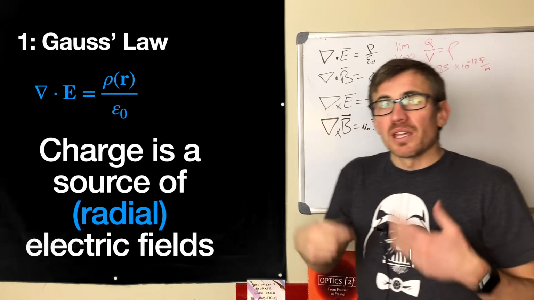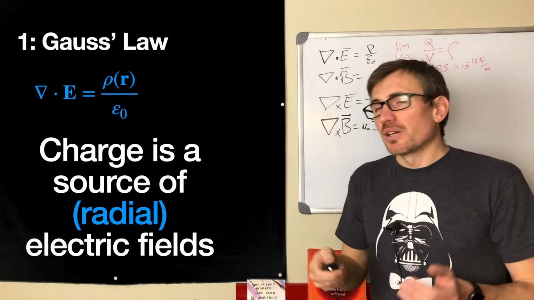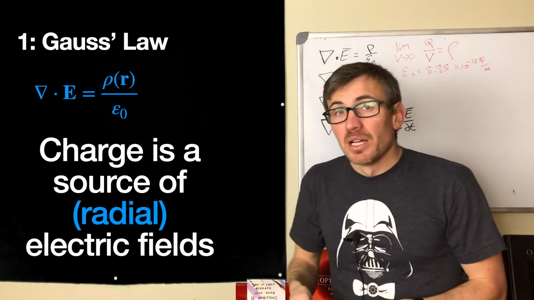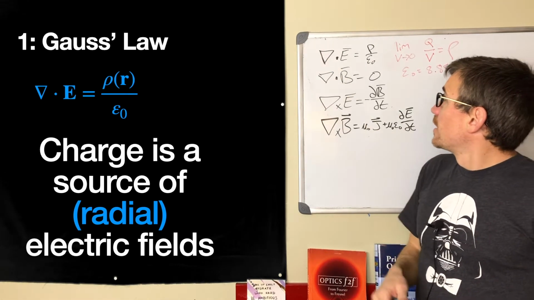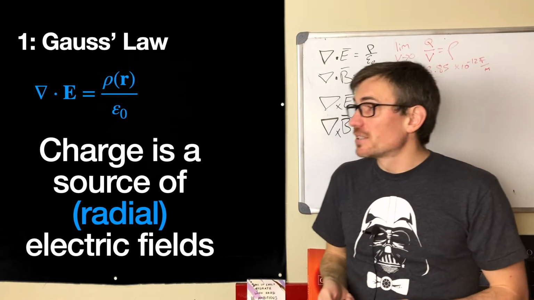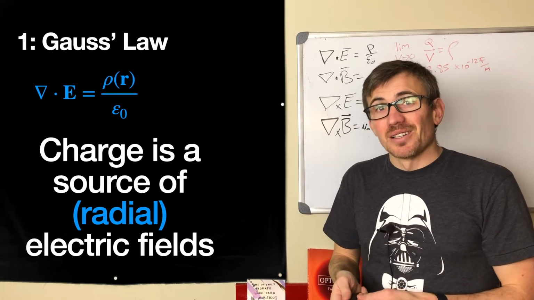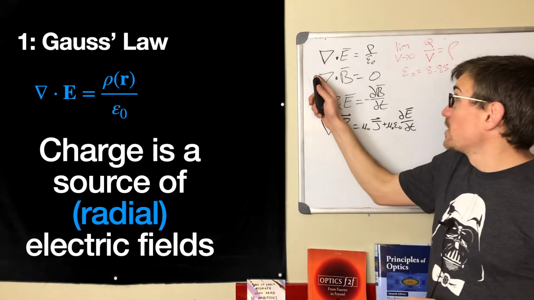Okay? We can get more formally into that, but that's really a course in electromagnetism. For now, let's just note this neat fact that Maxwell's equations tell us that charge is what creates these radially outward electric fields. We have a very similar equation here.